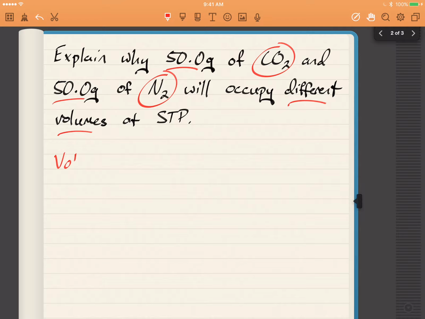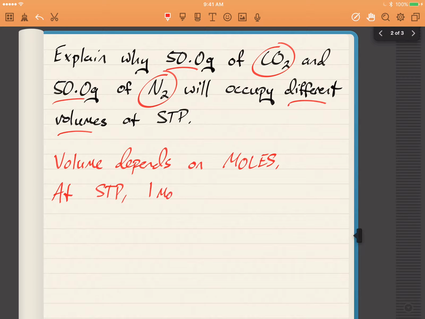It's because volume depends on moles. Remember that at STP, 1 mole is the same as 22.4 liters. In case you're wondering, STP means 0 degrees Celsius and 1 atmosphere of pressure. But maybe that's not that important right now, so we'll just leave that alone. At STP, 1 mole is 22.4 liters.